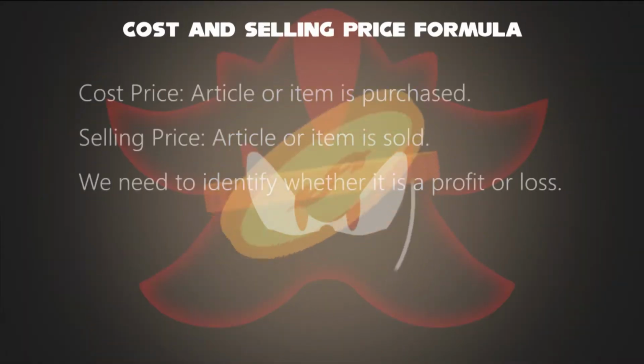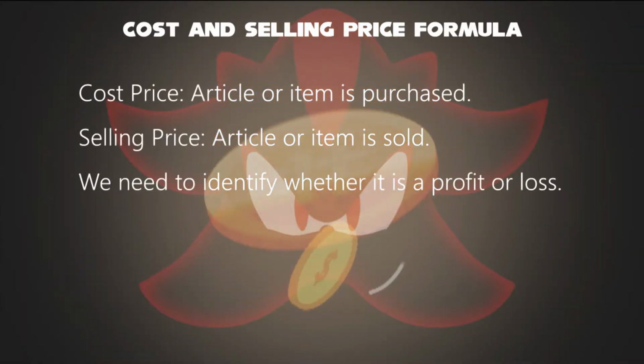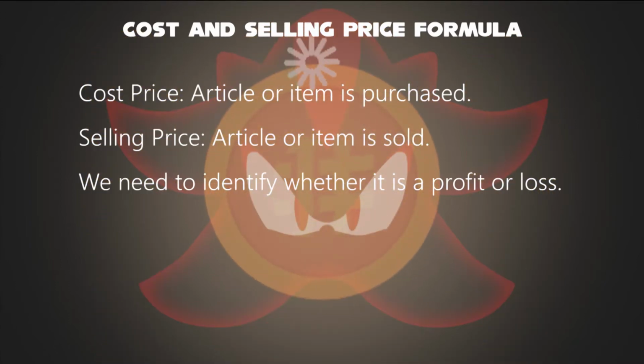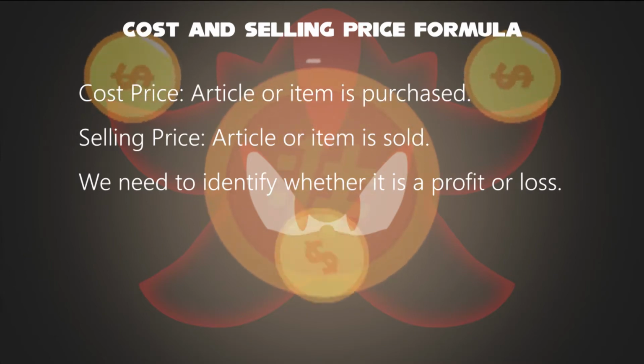The cost price is the price at which an article or item is purchased, whereas the selling price is the price at which an article or item is sold. Also, we have to identify whether it is a profit or loss.